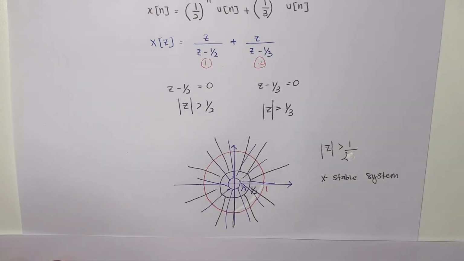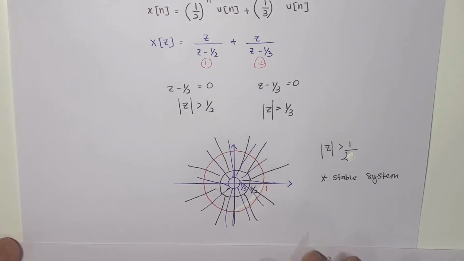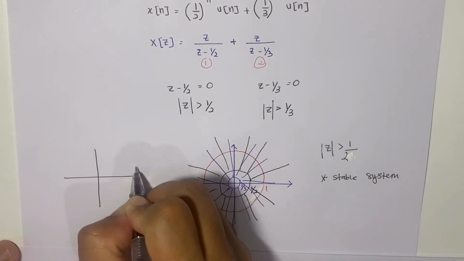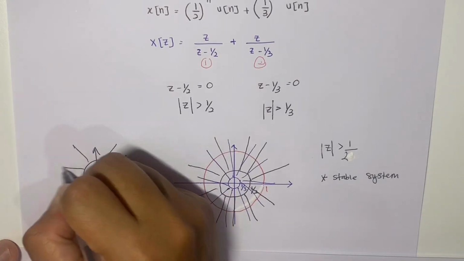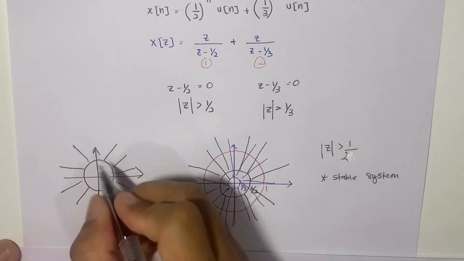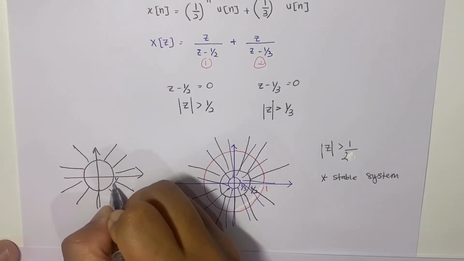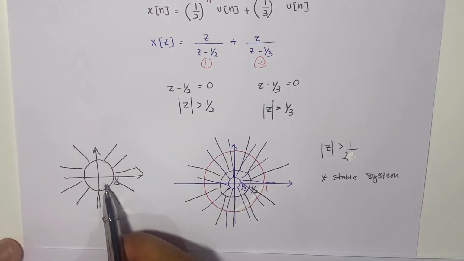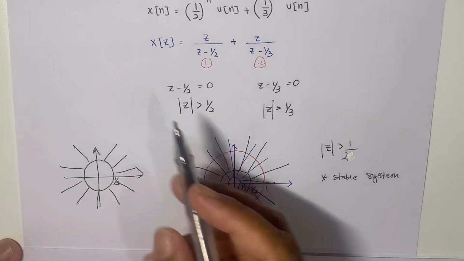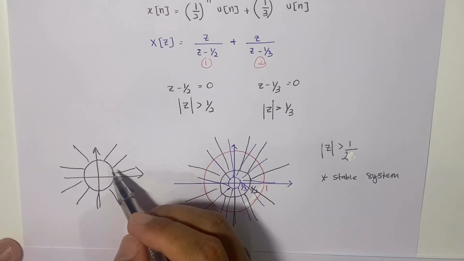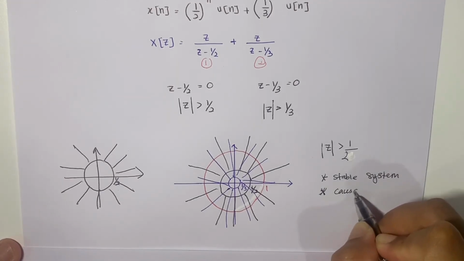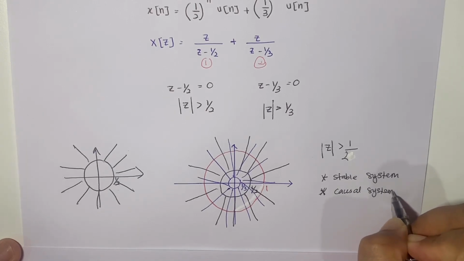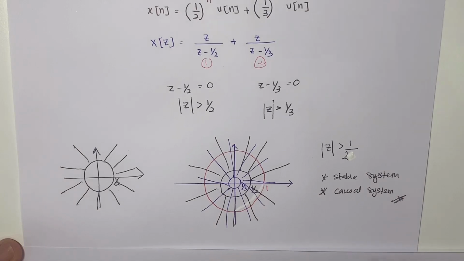Is it a causal system? If we see here, the ROC lies outside the outermost pole. The outermost pole is 1 over 2, not 1 over 3. It's outside. So the ROC lies outside the outermost pole, so it is a causal system. Okay, this is the answer. Now we go to example 3.